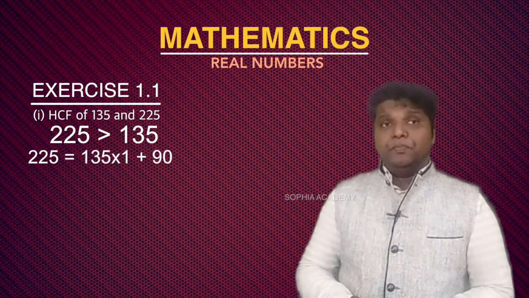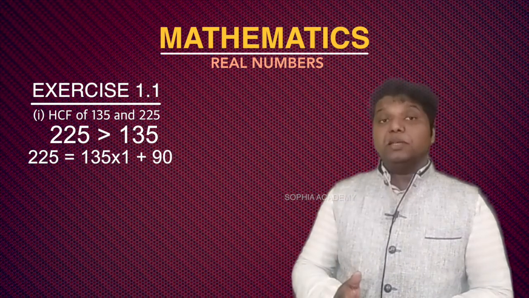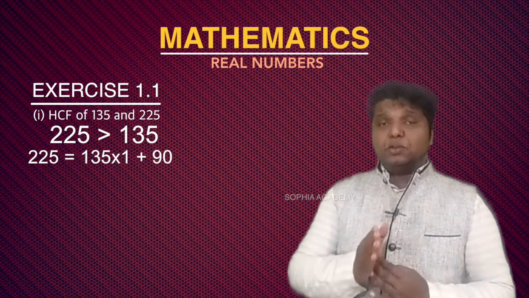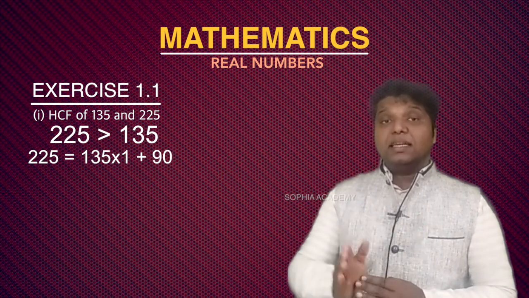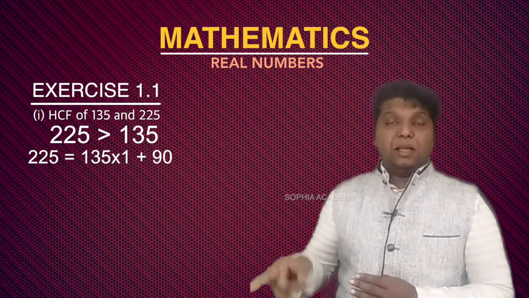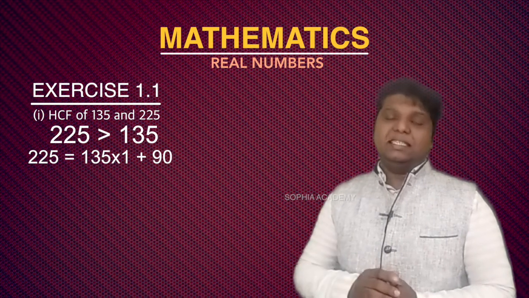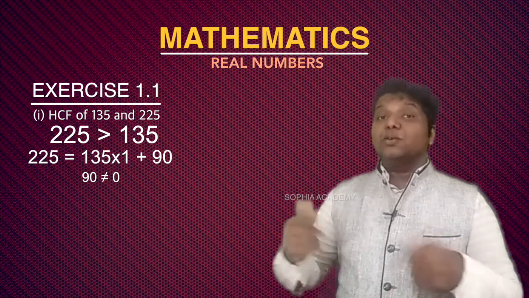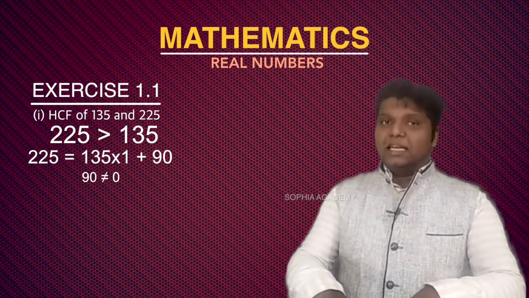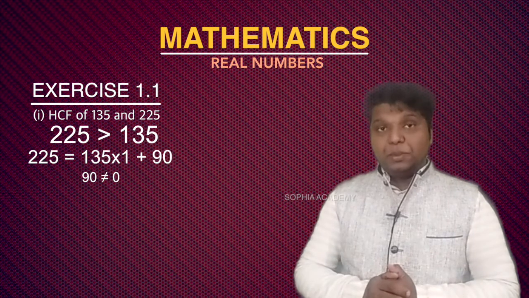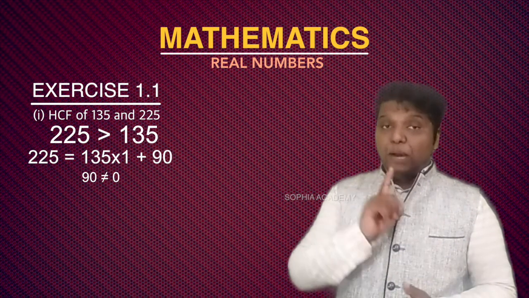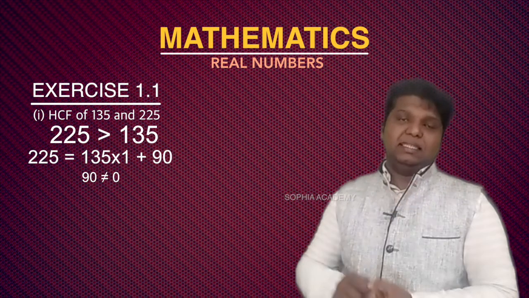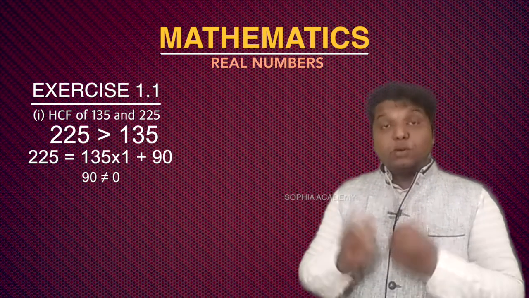225 is equal to 135 into how many times? 1, right? Only one time. So 225 is equal to 135 into 1 plus what is the remainder? 90. Okay. Is the remainder 0? No. So that means you have to repeat. In which numbers? You have to repeat the same process using this 135 and the remainder 90. You have to use those two numbers.